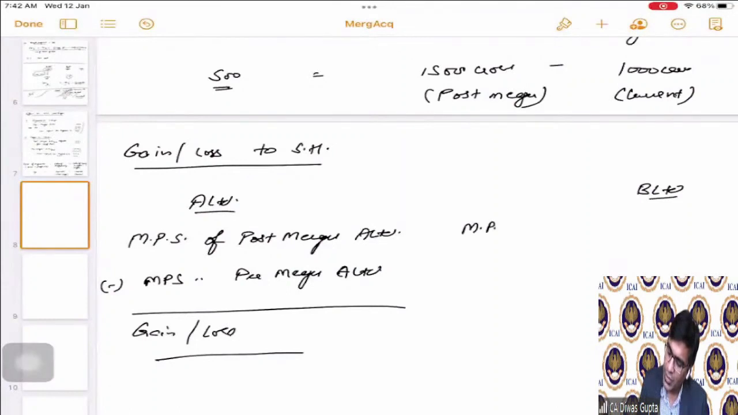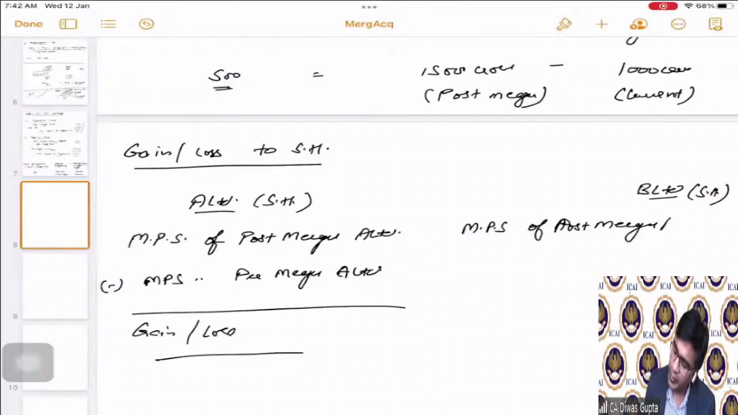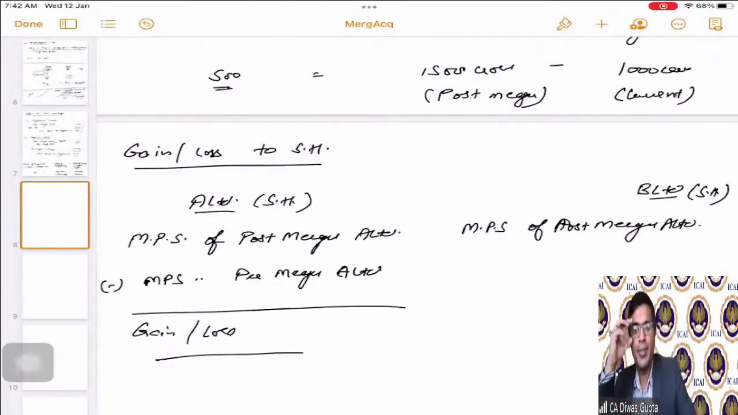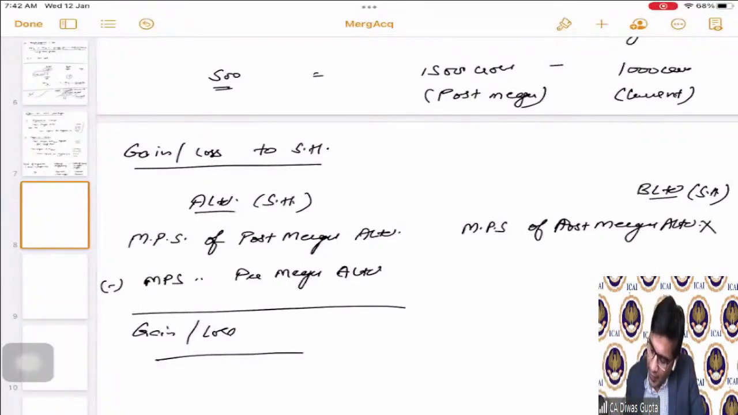Now, for B Limited's shareholders, we are talking from the perspective of shareholders again, because B Limited is already dissolved, correct? B Limited has no relevance here. So MPS of post-merger A Limited, correct? Because now they have the equity shares in A Limited post-merger. But that we have to multiply with the swap ratio again. We cannot say that one share in B Limited will be the same as one share in A Limited, because of the swap ratio, correct?